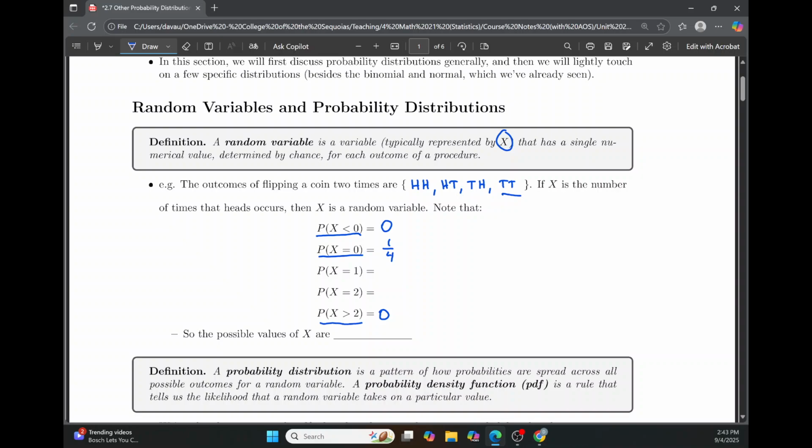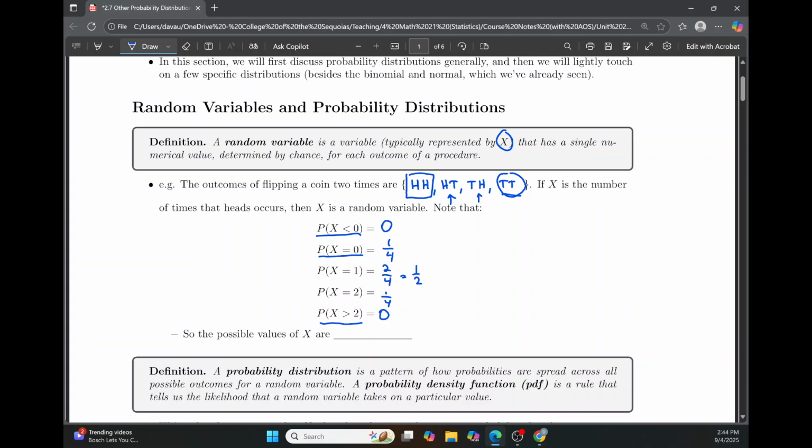There's one outcome here where heads didn't occur at all. The probability x is equal to 1: well, x is the number of times that heads occurred, and there were 2 outcomes where heads occurred once. So there were 2 outcomes where x equals 1, so the probability x equals 1 would be 2 out of 4, or we could reduce and get 1/2. And then finally, the probability that x equals 2: there was only 1 outcome where heads occurred twice, so the probability x equals 2 would be 1 out of 4.